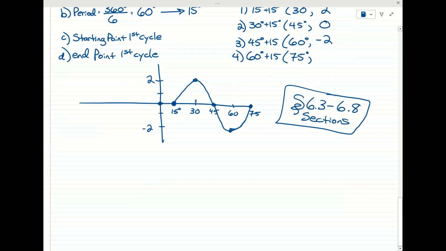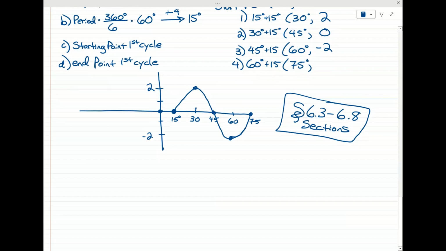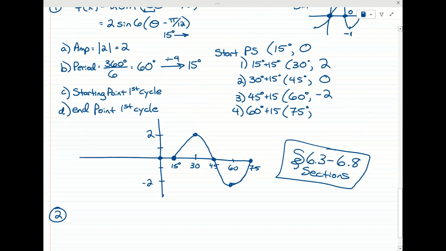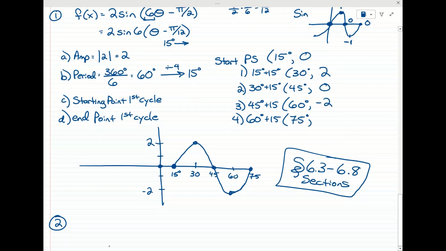All right, the next problem. Yeah, so the start point would be 15 degrees, comma 0. The end point would be 75, comma 0.